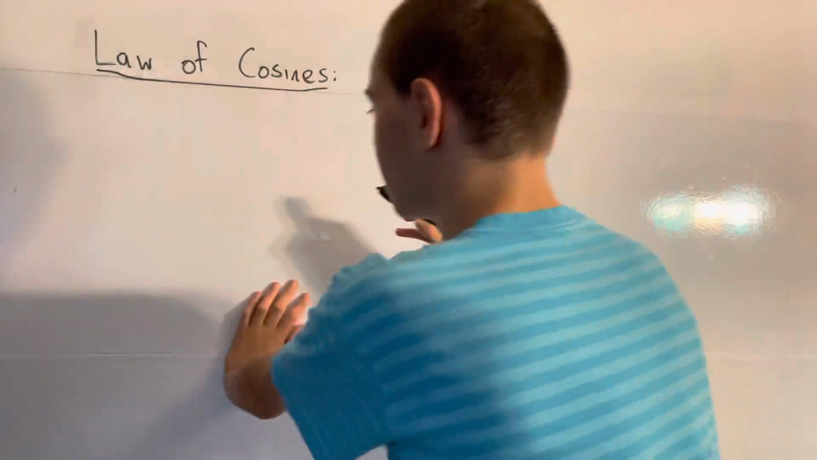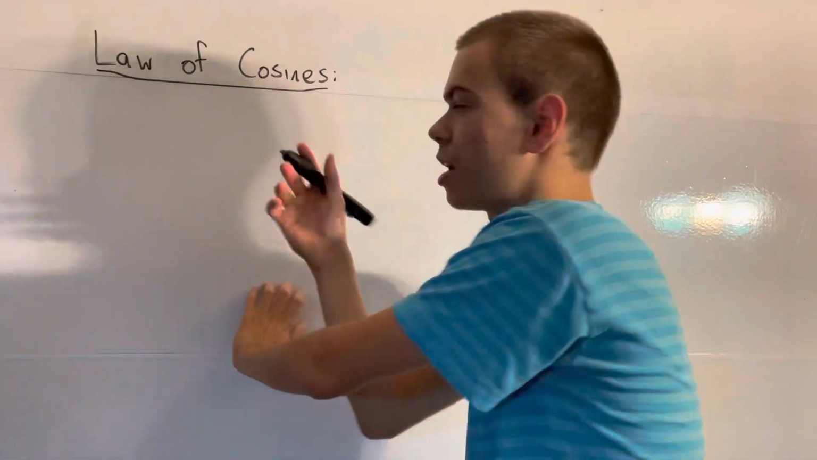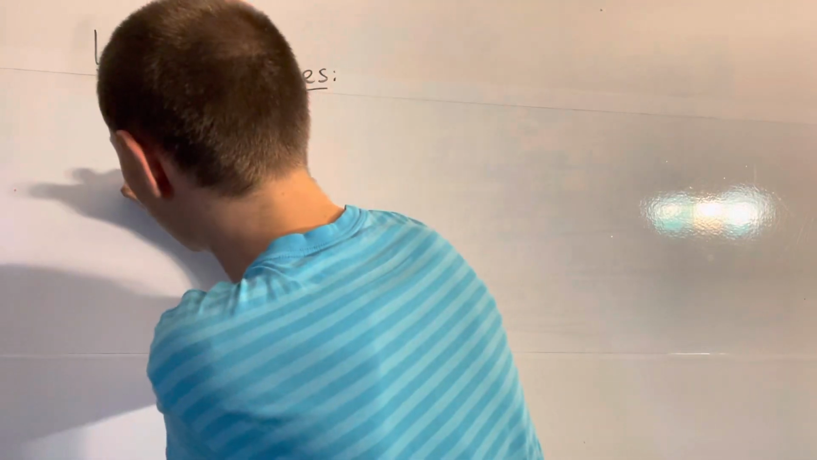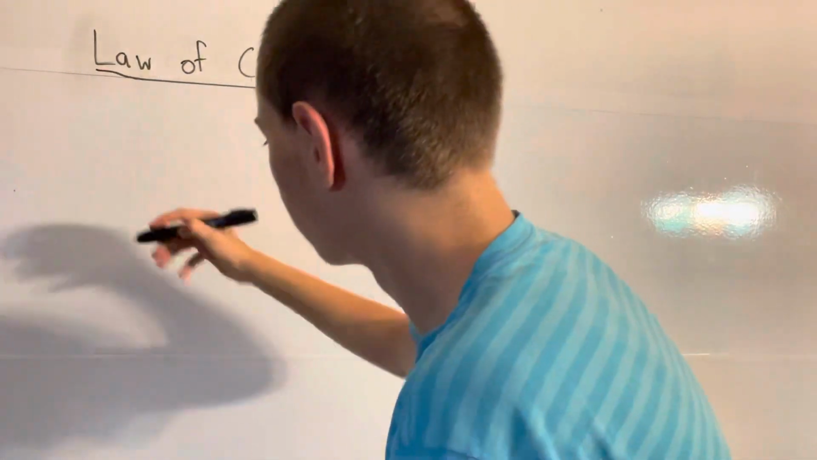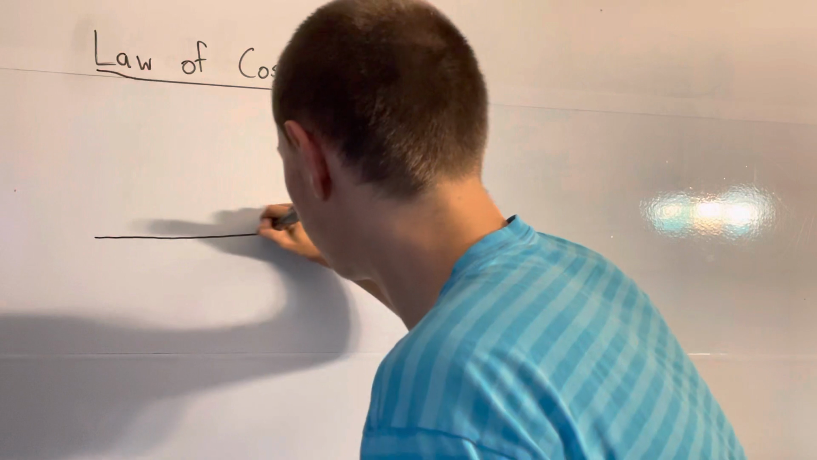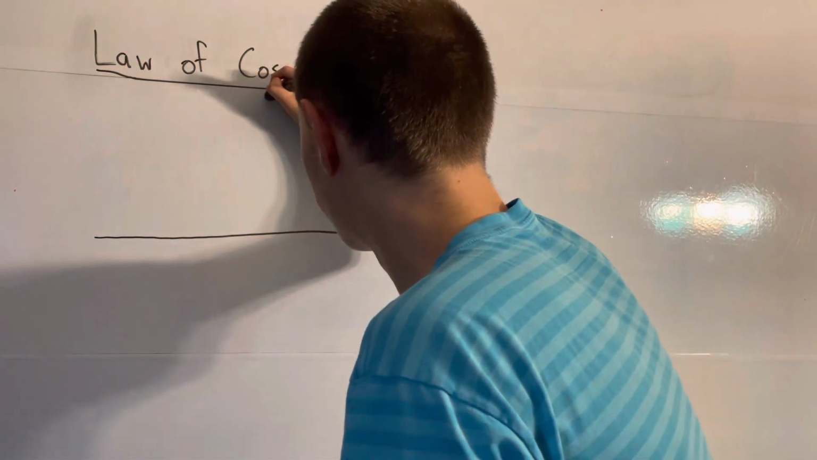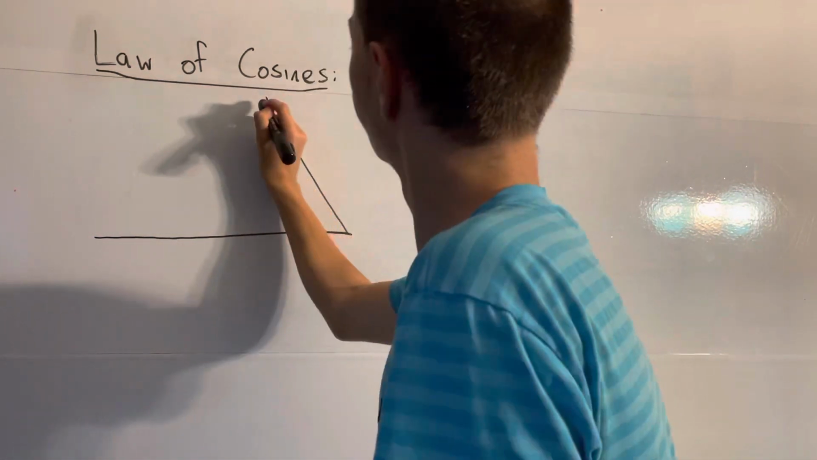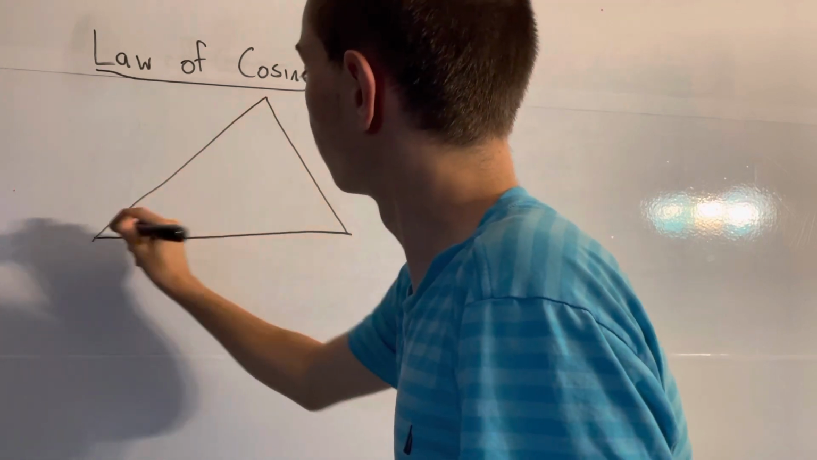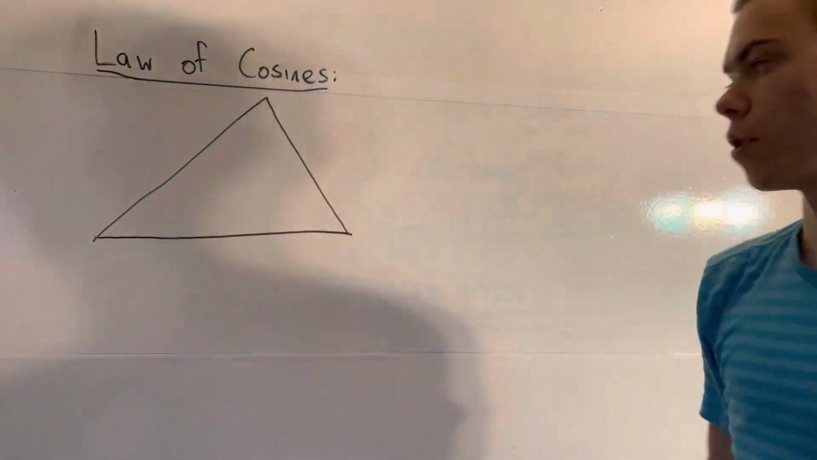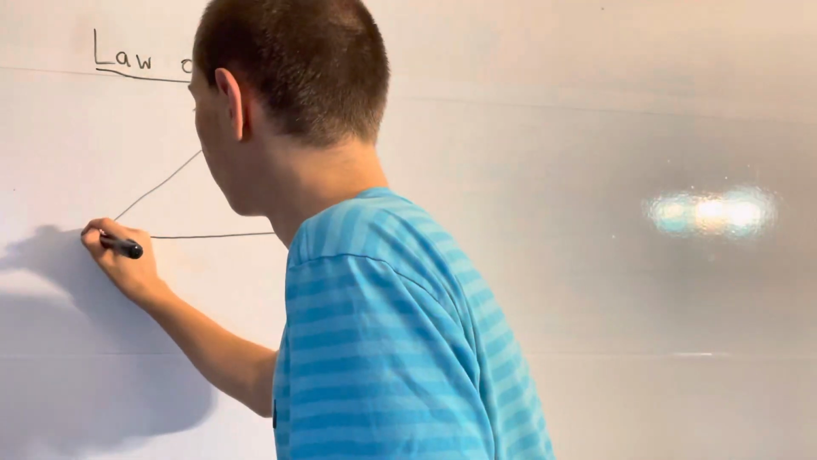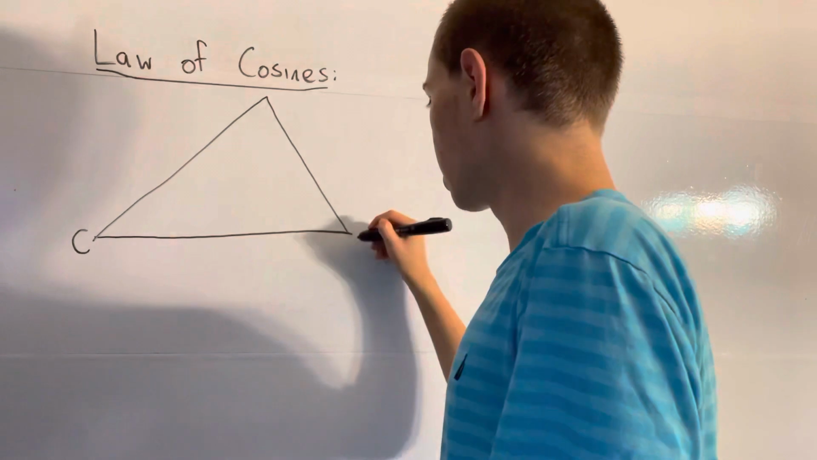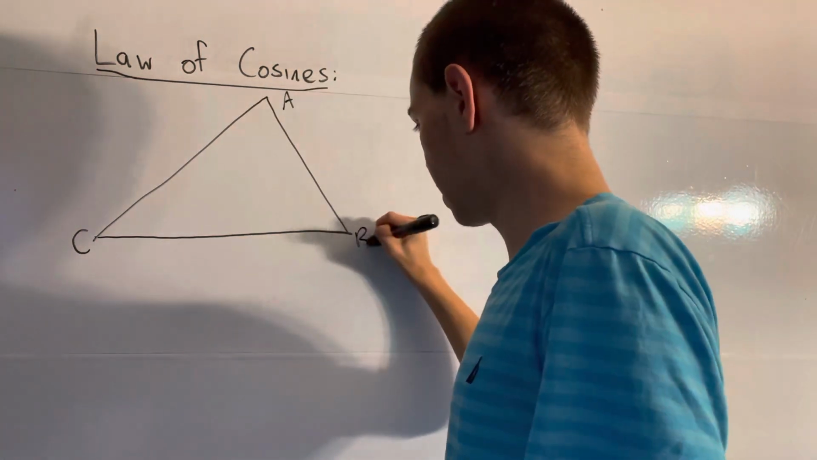And pretty much the idea of the law of cosines, again, we're going to draw a triangle just like we did for the law of sines. So actually, I'm going to draw it like this. I'm just going to do a little something like this. So this right here is pretty much a triangle. And what I'm going to do is label this right here point C. I'll label this point A, point B.